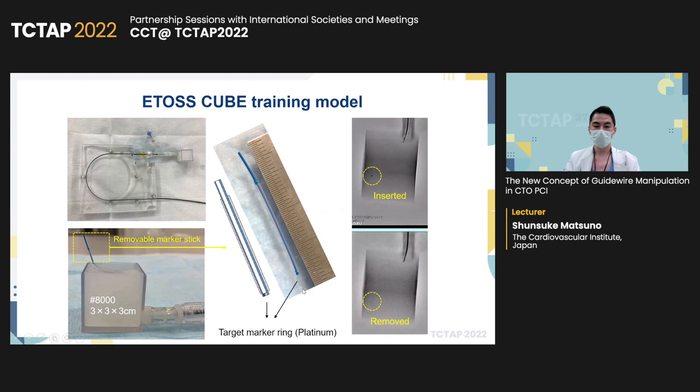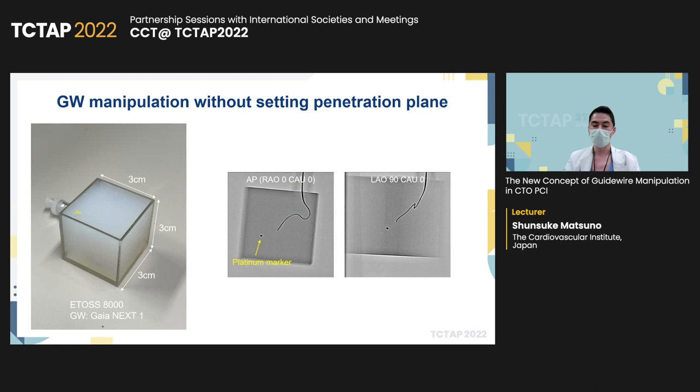If we manipulate the guide wire using randomly selected perpendicular views, such as AP and LAO 90, wiring to the target is very, very difficult and time consuming, taking a lot of trial and error. I actually experienced this at the beginning of this year, and it was very difficult and took a lot of time.